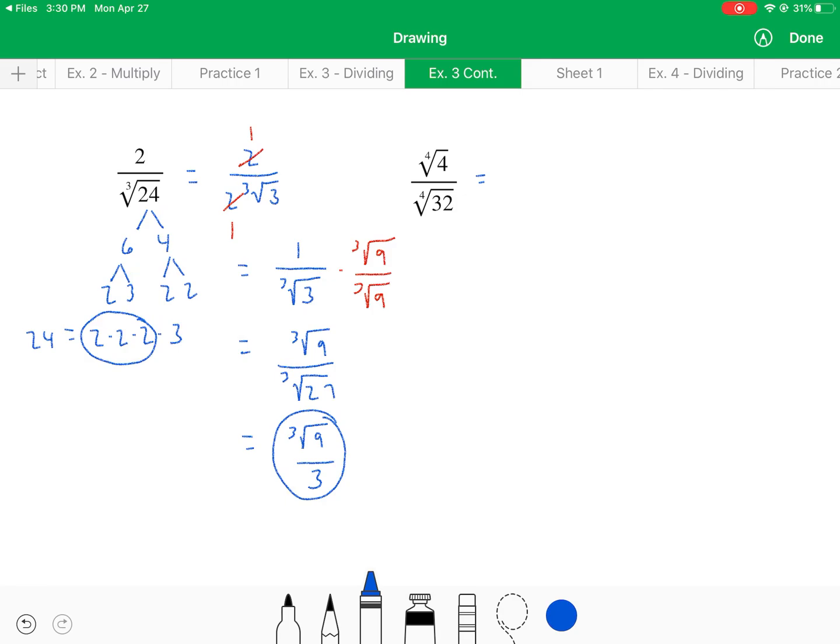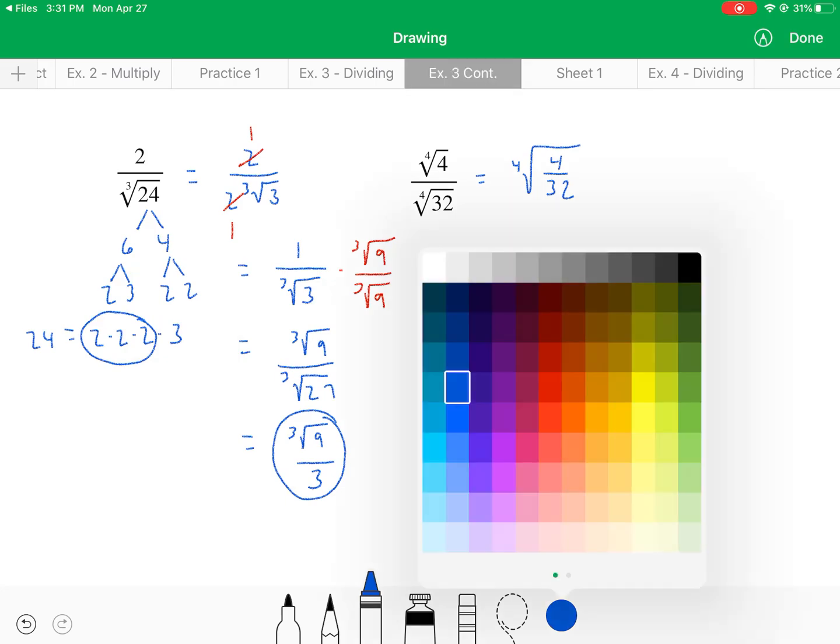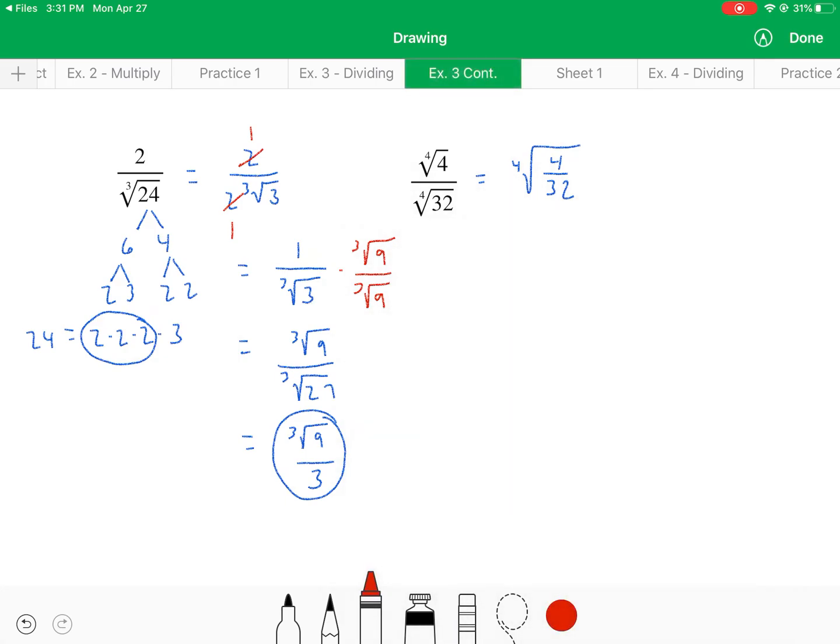And there's a couple ways you can approach this, but I'm actually going to make it one big radical again. I'm going to make it the 4th root of 4 over 32. And when I think of it like that, I can actually reduce the fraction here. That becomes a 1, that becomes an 8. So now I'm going to break it back up. I'm going to think of this as the 4th root of 1 divided by the 4th root of 8.